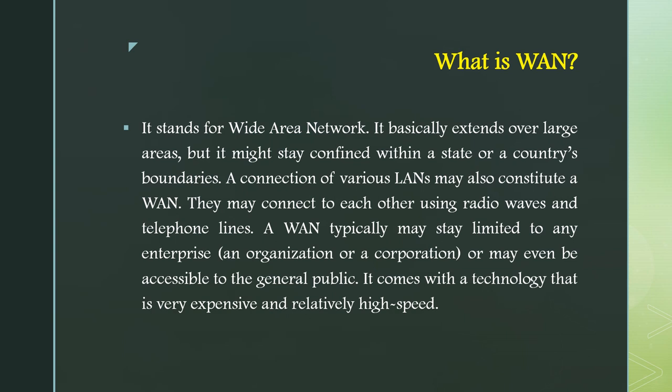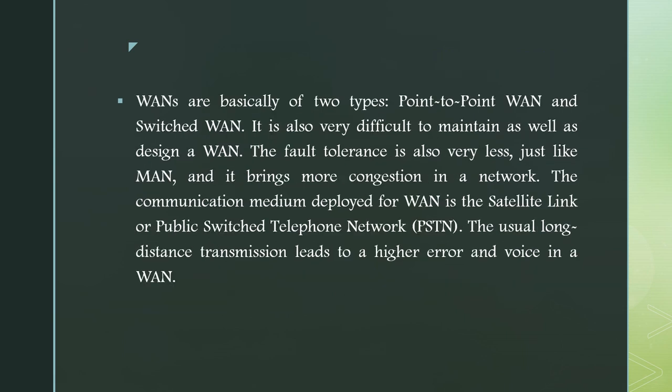They may connect to each other using radio waves and telephone lines. A WAN typically may stay limited to any enterprise, an organization, or a corporation, or may even be accessible to the general public. It comes with a technology that is very expensive and relatively high speed. WANs are basically of two types, point-to-point WAN and switched WAN. It is also very difficult to maintain as well as design a WAN.